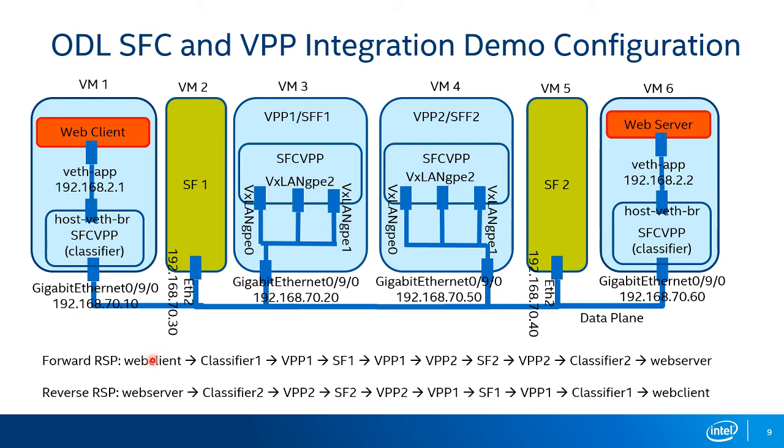The forward traffic will start from web client, goes through classifier 1, VPP1, SF1, back to VPP1, then to VPP2, to SF2, back to VPP2, goes through classifier 2, and then arrives at web server. The reverse traffic is similar, just follow the reverse path.